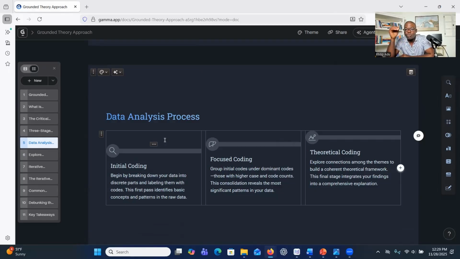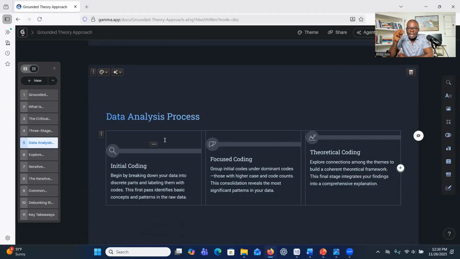Then you move on to focused coding. Focused coding is very important. So in focused coding, the first step is to identify all the codes that are dominant. And you may ask, what makes a code dominant, right? Or what makes a code important? Can you put it in the comment section?